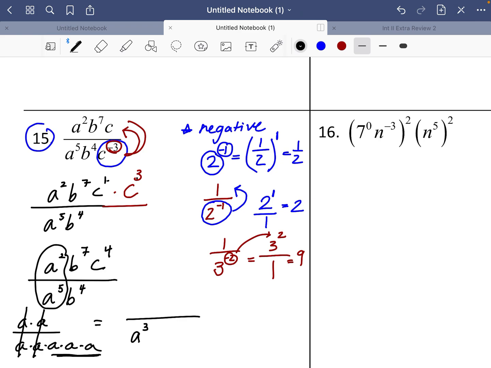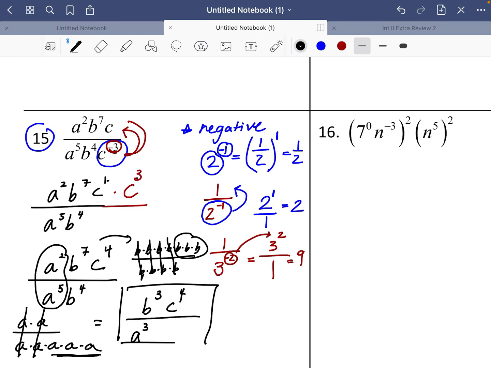Same thing for the b. You have 7 b's, but you have 4 b's in the denominator. So think about how many you have more, how many of the b's you have remaining. You will have 3 remaining, but where? In the denominator. So b to the 3rd, and c has nothing to cancel out with, so that's going to be your final answer.